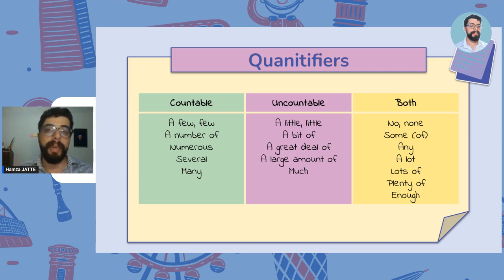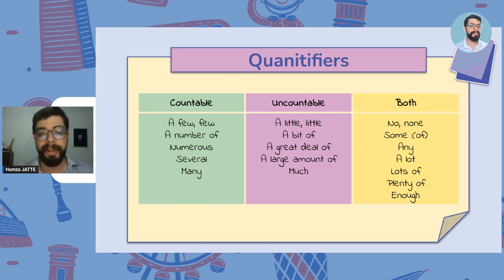Some of these quantifiers, we have already seen in the examples that we discussed before. Some others, I just added them here. So a few, for example, we use with countable nouns. There are a few students in the classroom. I have a few books on my shelf. There is a number of problems that people find. There are numerous apples in my fridge, etc.